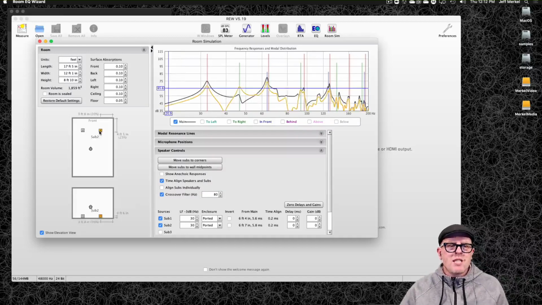So this is the room I'm sitting in right now. This is about what it looks like for me. And I'm sitting about right here. Yeah, maybe these are further back. They're more like that.